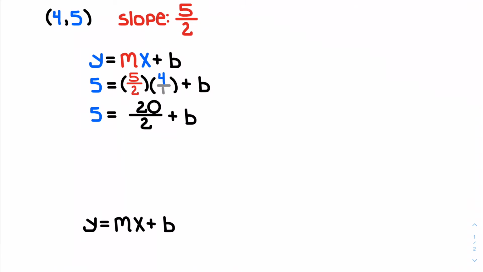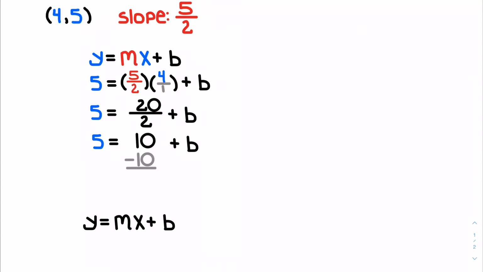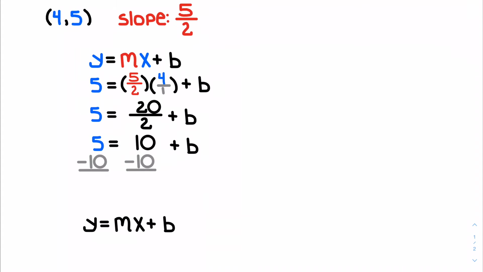Simplifying a bit, 20 divided by 2 is 10. To get b alone, let's get rid of that add 10 by subtracting 10. What I do to one side, I do to the other. And 5 minus 10 is negative 5. So our b is negative 5. We have everything we need to write the equation of this line. Replacing the m with 5 over 2 and the b with negative 5, we have the equation of our line.